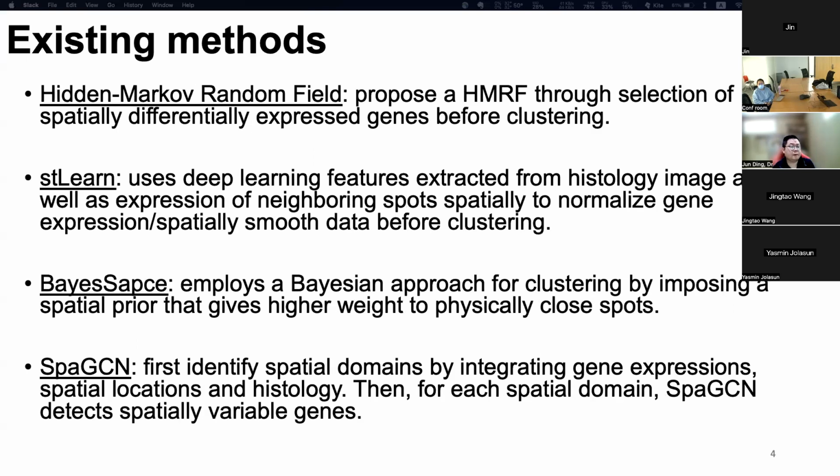Other methods like HMRF, hidden Markov random field, are used before clustering. Another method is ST-learn, which uses deep learning, and BayesSpace uses a Bayesian approach, and SPA-GCN also identifies spatial domains before doing other things, like spatial location or histology. Multiple group members have used ST-learn before, and they said the ST-learn performance is really bad compared to others. ST-learn is not really good, but SPA-GCN I found pretty nice. It performed pretty well. But I think it depends on the context and on which data set you use. Okay, cool.